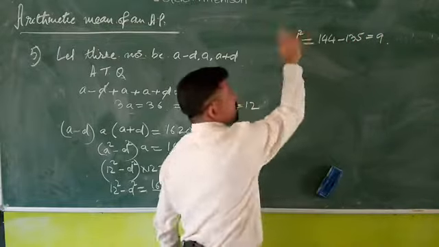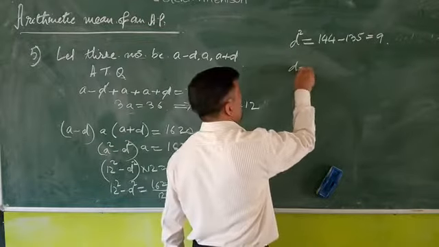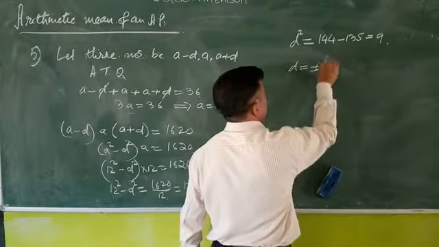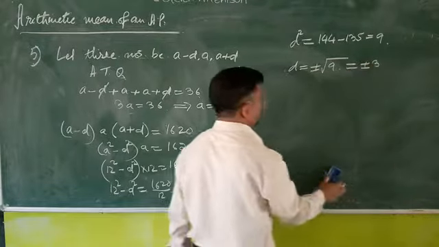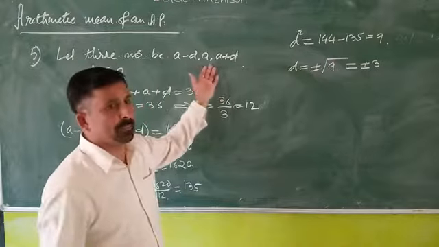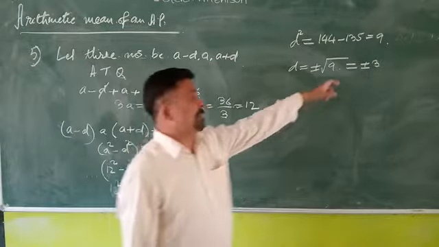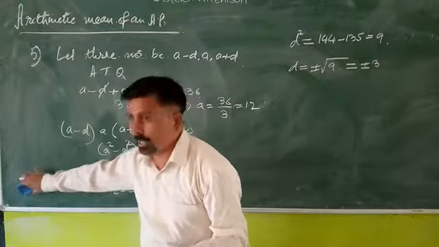Therefore, now the square will go to the right side and turn into a radical sign. So d will be equal to plus minus root over 9, and this is equal to plus minus 3. We got the value of d also. Now we can easily find the three numbers. But because you have a double value of d, you are going to get two sets of answers. Am I clear? Yes, sir.